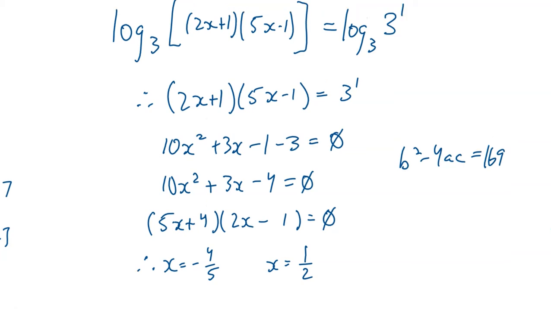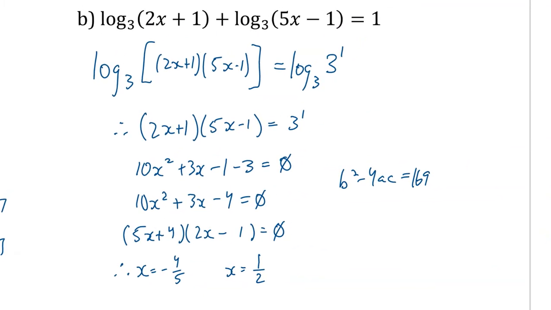And there was something that we didn't do at the beginning that we probably should have done. What was it that we have to go back and think about now? State the restrictions, yeah, that's right. So x has to be greater than negative 1/2. That's from the first bracket. And x has to be greater than 1/5, because the argument has to be greater than 0.